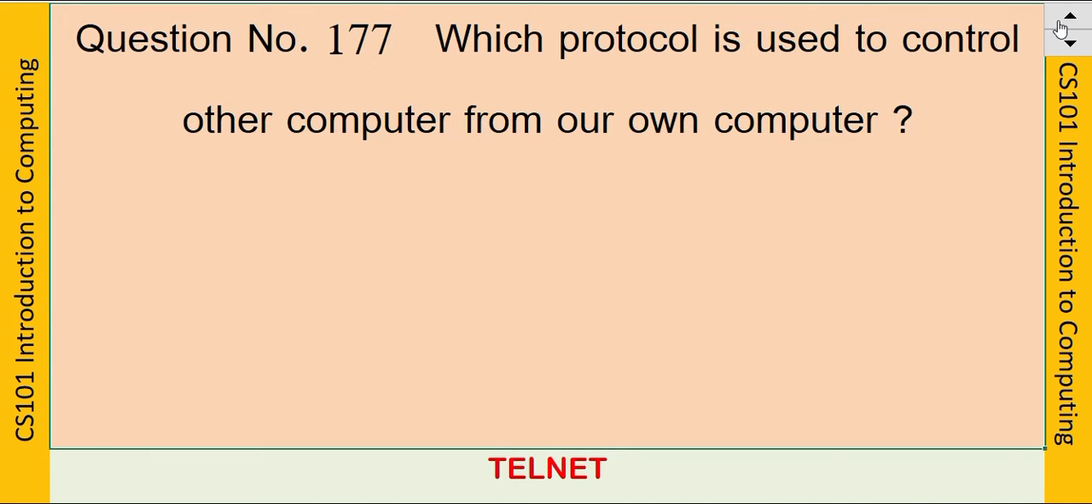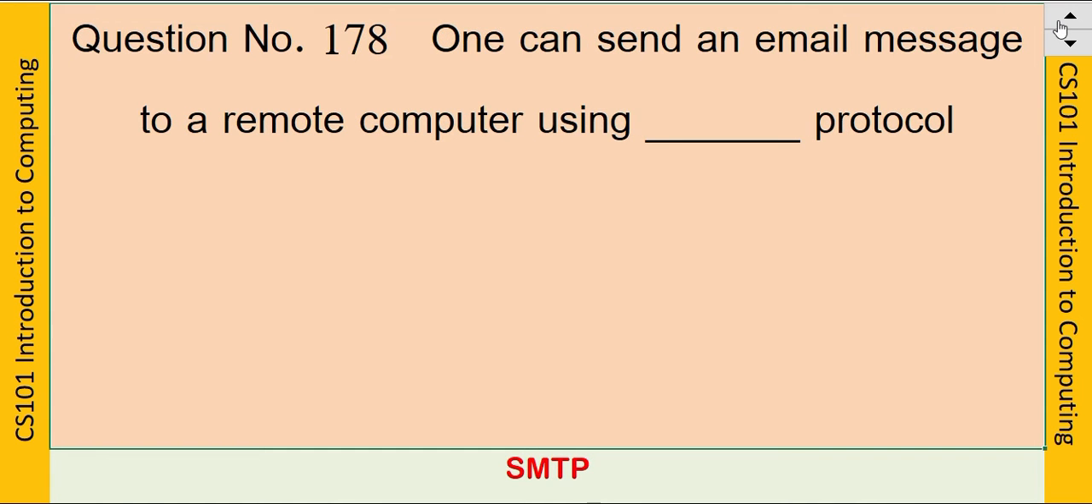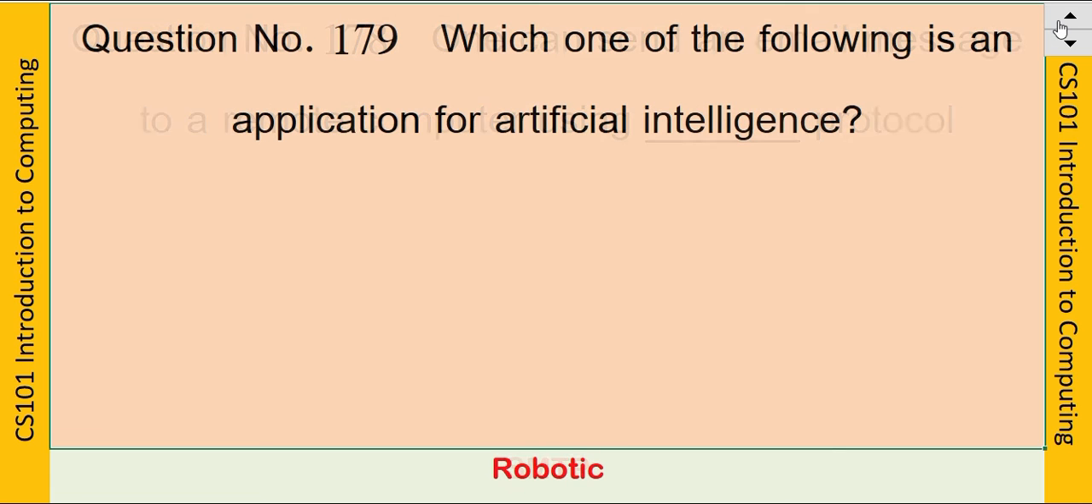Which protocol is used to control other computer from our own computer? Telnet. One can send an email message to a remote computer using SMTP protocol. Which one of the following is an application for artificial intelligence? Robotic.